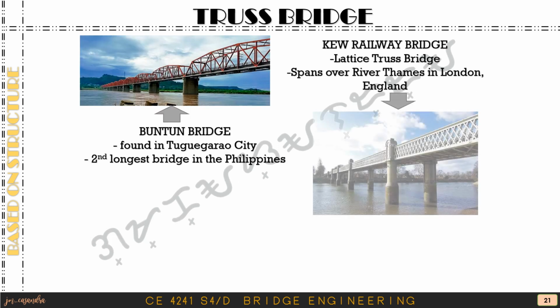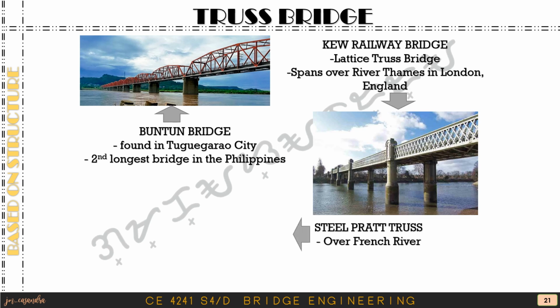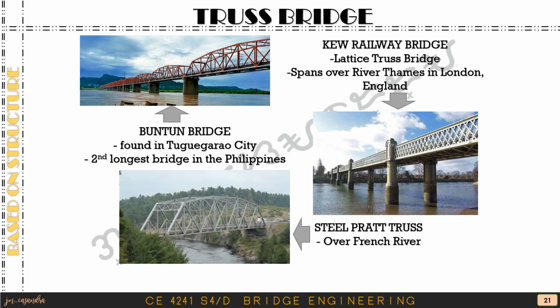So this is an example of truss bridges. We have Buntun Bridge, which is found in Tuguegarao, the second longest bridge in the Philippines. We have the Kew Railway Bridge, which is an example of a lattice-type truss bridge, which spans over the River Thames in London, England. Then we have here a steel truss over the French River. There are different types of truss bridges based on what type of truss you used for the bridge.